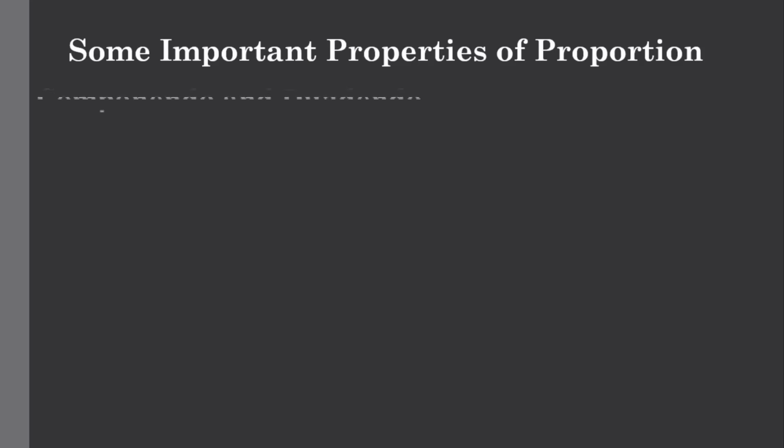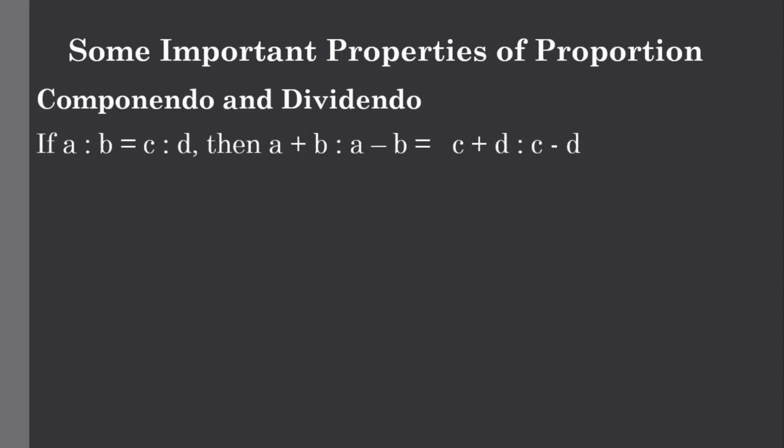The next one is componendo and dividendo. Here we are going to mix the third and fourth properties. Let's see what happens. Componendo and dividendo will be A plus B is to A minus B is equal to C plus D is to C minus D. Let's see how this happens.